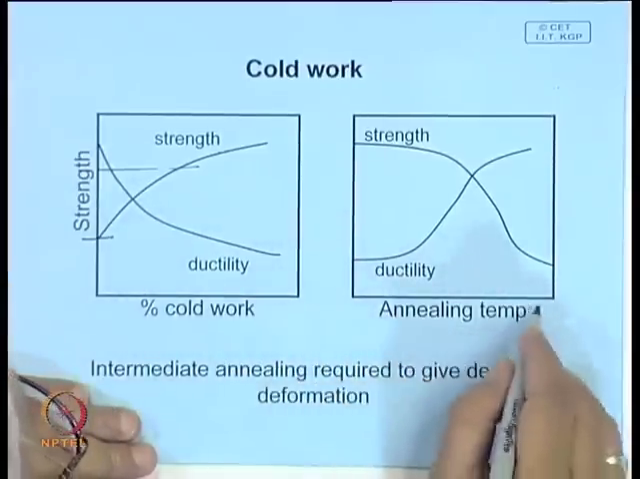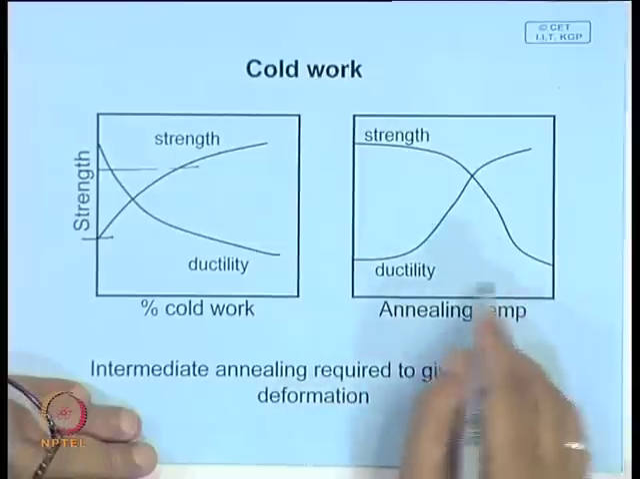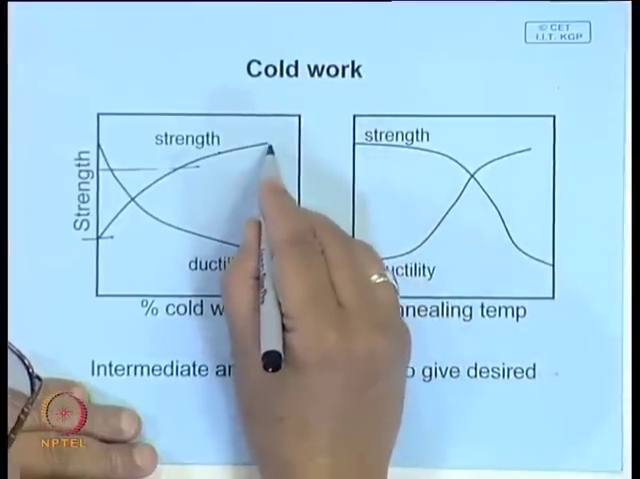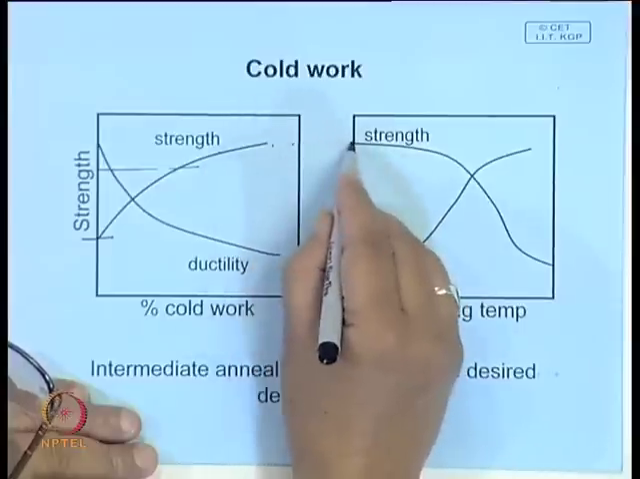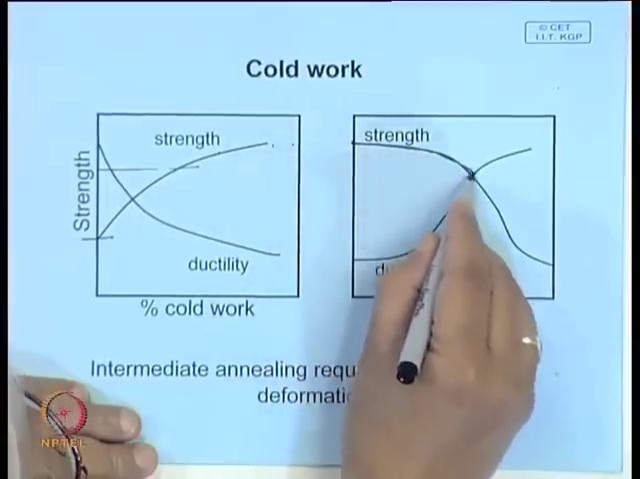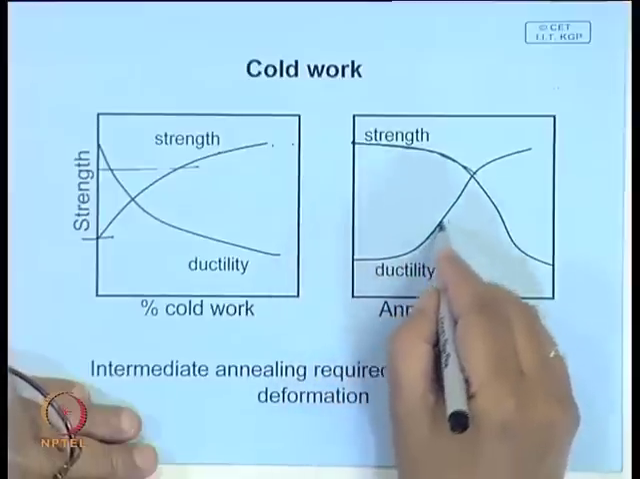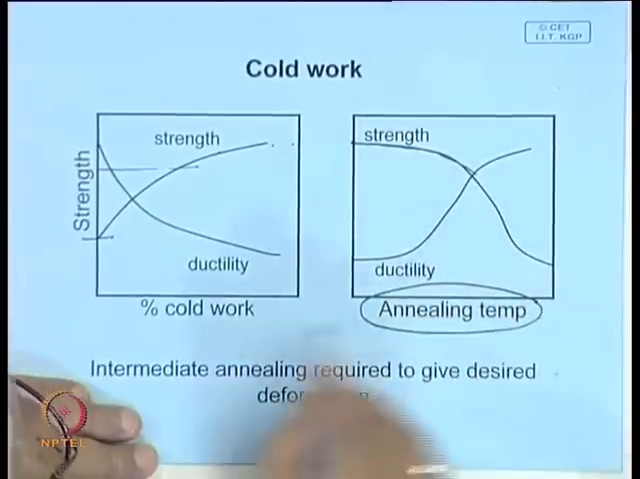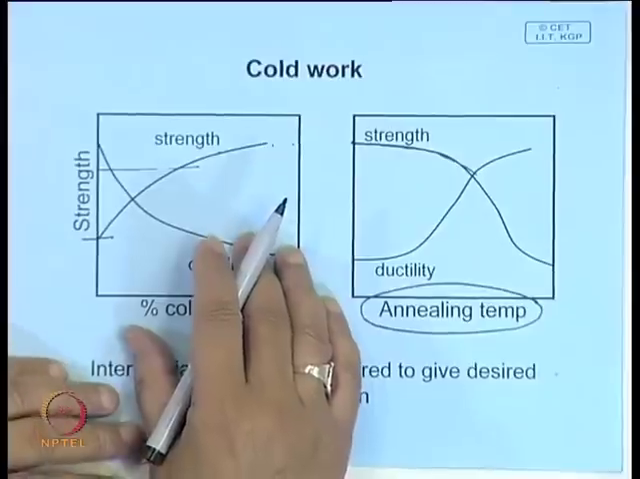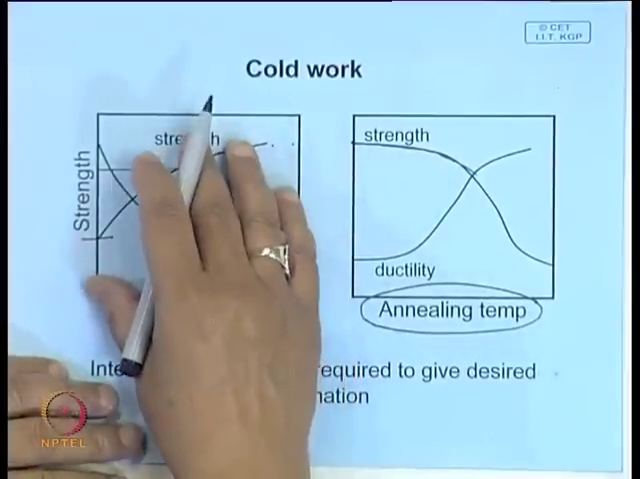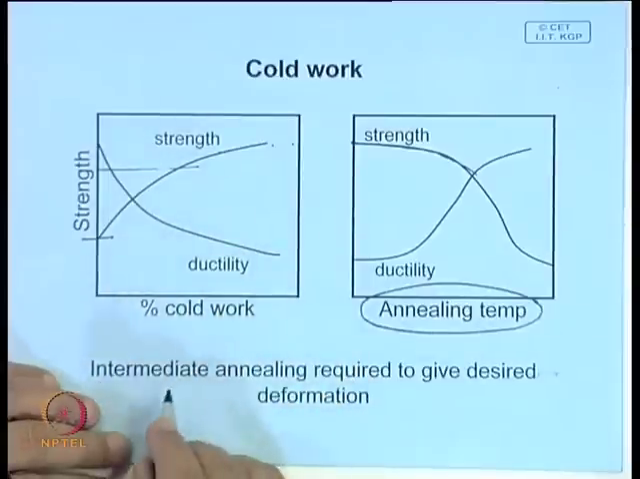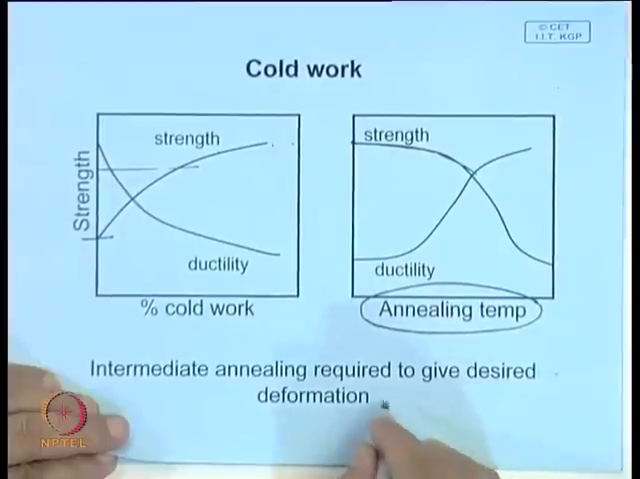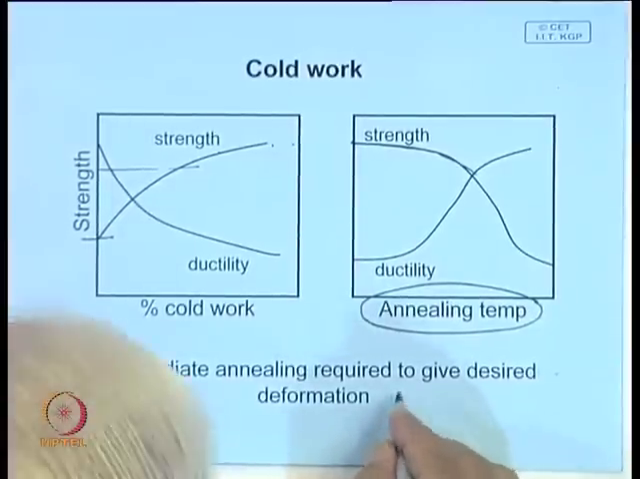And this is what is done through a process called annealing. This is the annealing temperature. If this is the strength it has gone to after cold working, when you anneal, its strength comes down and its ductility also improves. So, annealing is a heat treatment process which restores the microstructure, or restores ductility and strength, of a cold worked structure. And intermediate annealing is required to give the desired deformation to any work piece.